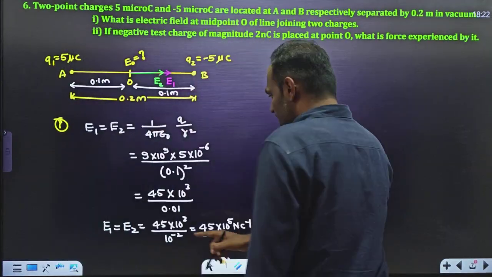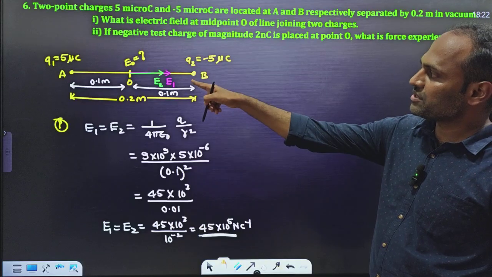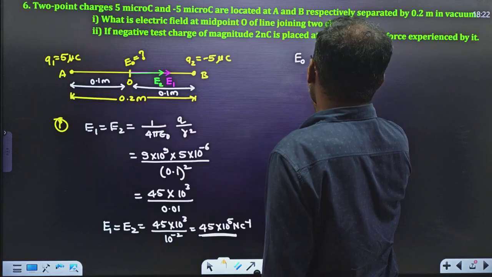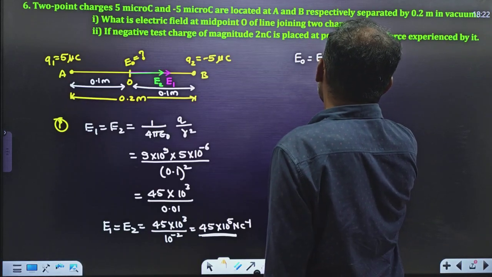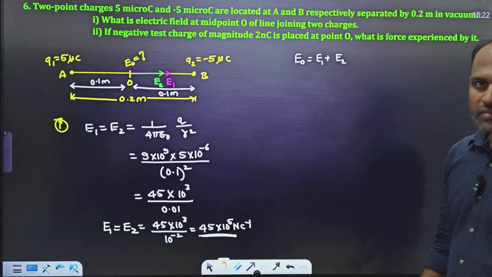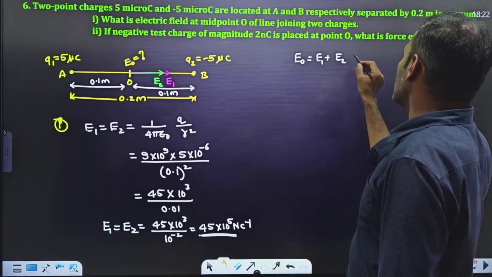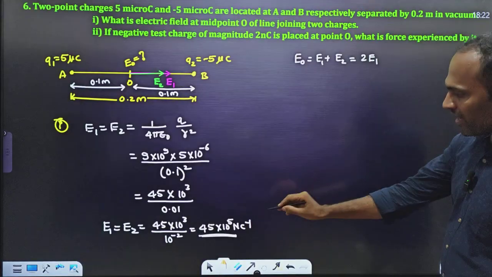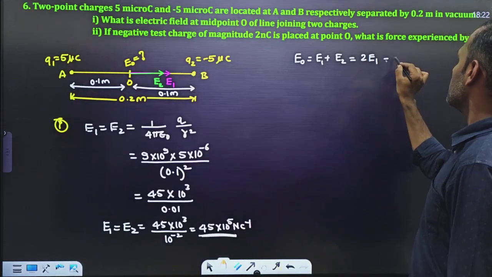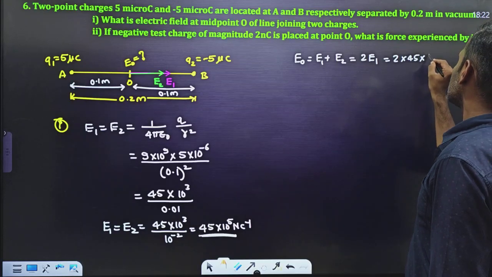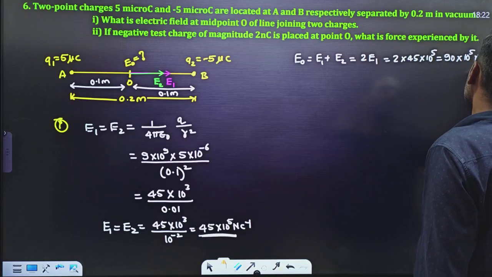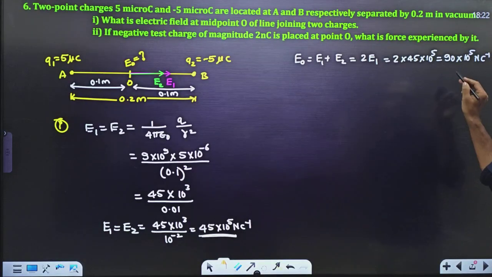These both electric fields are equal and they are in the same direction. So the resultant electric field at point O will be E1 plus E2. Why are we adding? Because they are in the same direction. Since E1 and E2 are equal, I will write it as 2E1. E1 is 45 into 10 to the power 5, so it is 2 into 45 into 10 to the power plus 5. 2 into 45 is 90, so 90 into 10 to the power plus 5 Newton per coulomb. So this much is the electric field at point O.